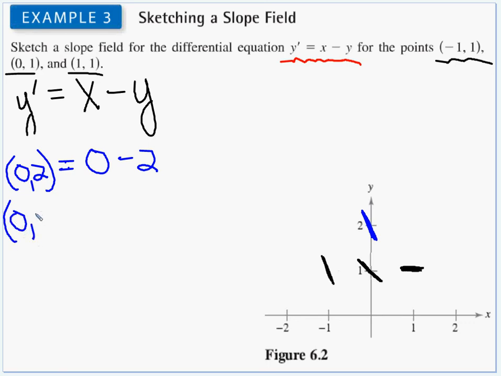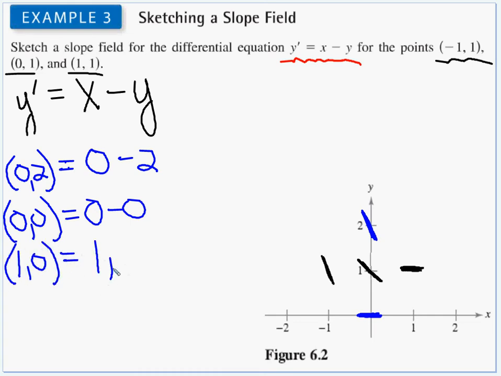0, 0, the origin. That'll be a nice easy one. x is 0 minus y is 0. That's equal to 0. So right on the origin, we have a little horizontal line segment. How about 1, 0? x is 1 minus y is 0. 1 minus 0 is 1. So if I go over to 1, 0, I'm uphill now, 45 degrees, or a slope of 1.